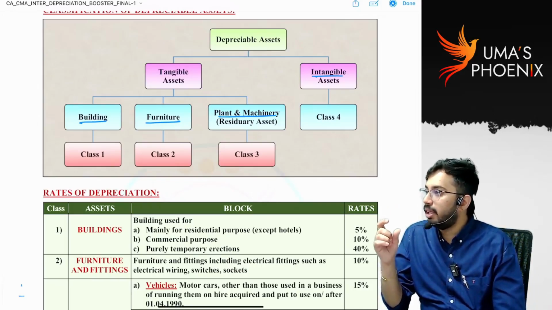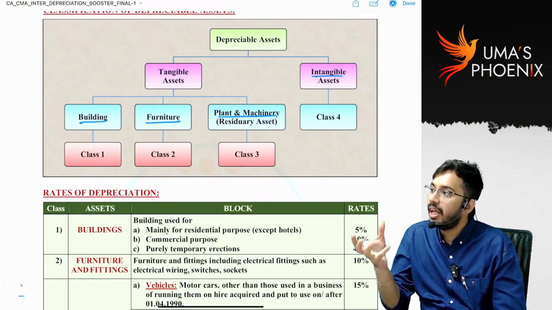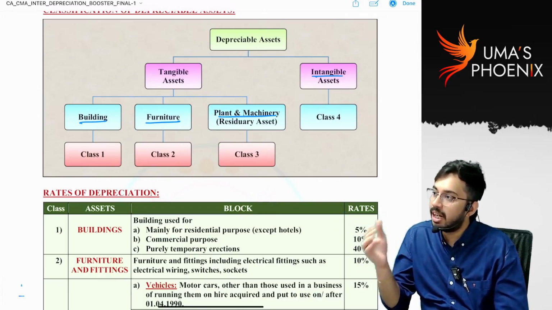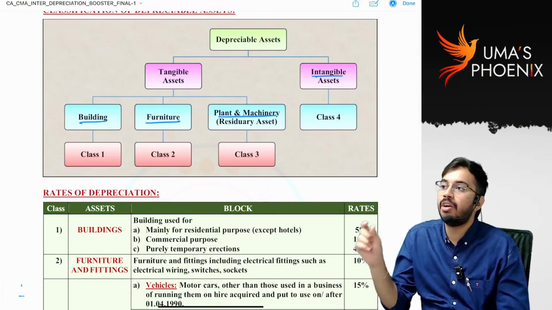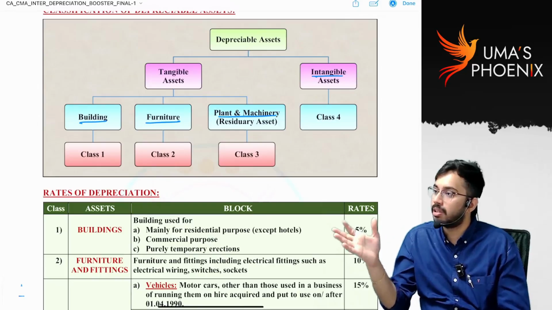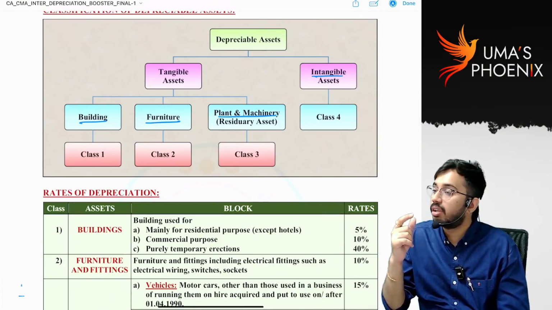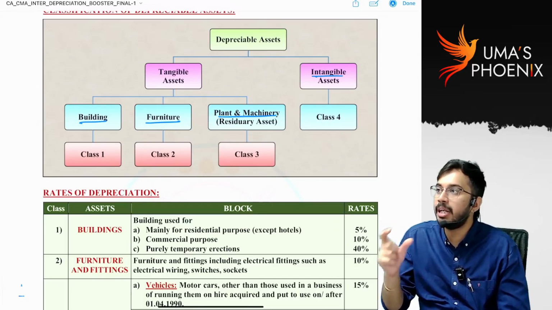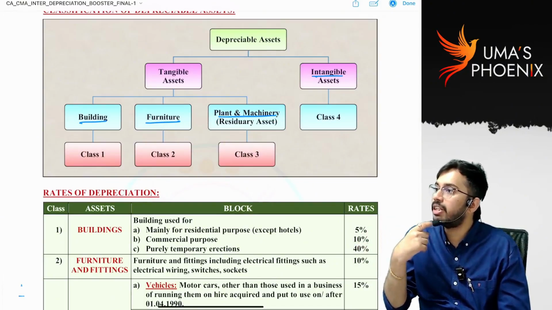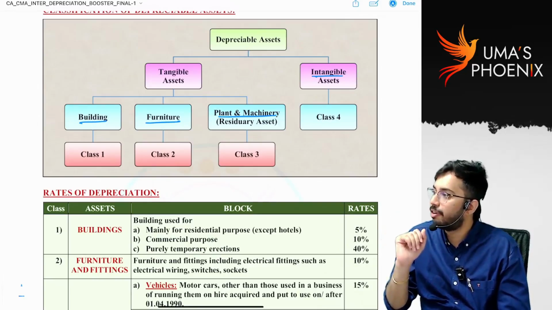Now, in case of building, if there are any roads, bridges or culverts constructed, even roads, bridges and culverts are considered as buildings, and whatever rate of depreciation is applicable for buildings, the same rate is applicable for roads and bridges also. Okay. Now, furniture is nowhere defined in the Act, but if there is any product used as a convenience, we can call it furniture. Furniture also includes electrical fittings, switchboards, keys, all these are also called furniture.